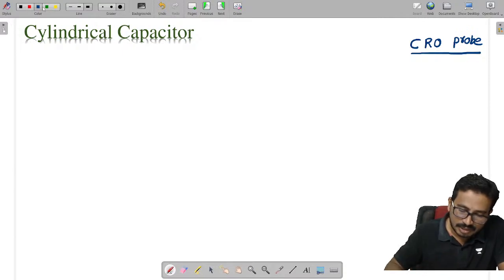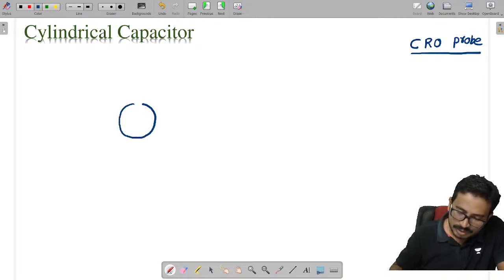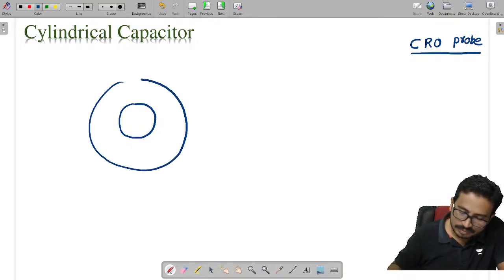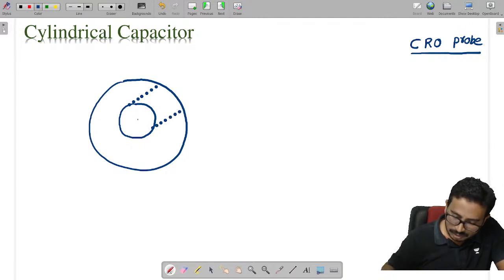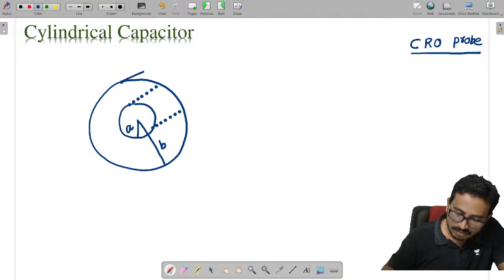Now how the cylindrical capacitor is, look at now here, it will contain two cylinders, inner cylinder and outer cylinder. So this one is covered by the other. Let us call the radius of the inner cylinder A, and the radius of the outer cylinder B. This is a cylinder, so then it will have some length, hoga na.